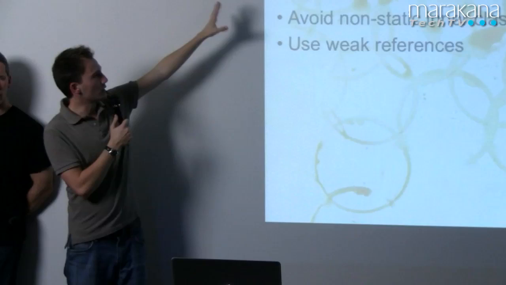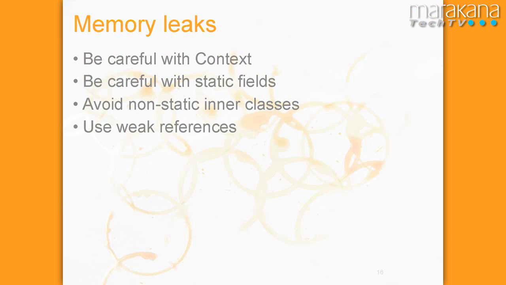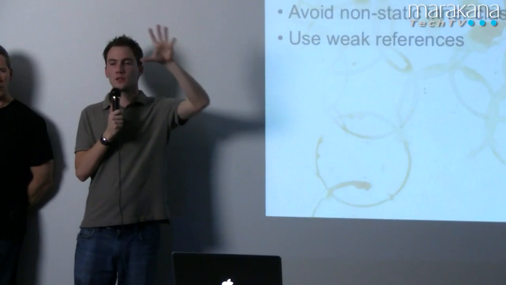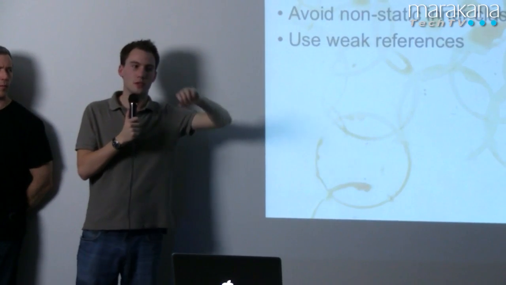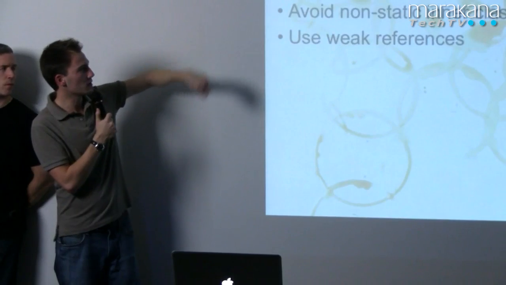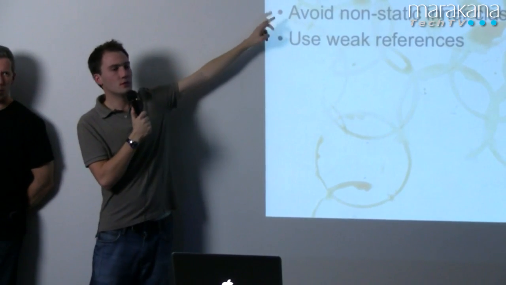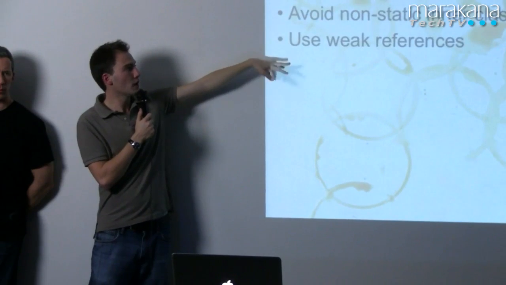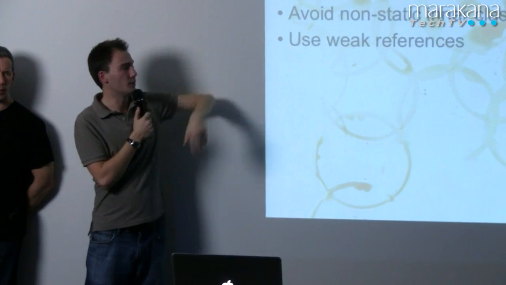generic advice that you can find here. So be very careful with static fields. Be very careful with the context object, because an activity is a context, and the context is passed all over the place. So if you leak an object that has a reference to the context, you're leaking the activity, and you're leaking all the views, all the bitmaps, all the text. It's a lot of memory. So be very careful with the context. Avoid non-static inner classes, or avoid inner classes if you're not sure, and use weak references when possible.